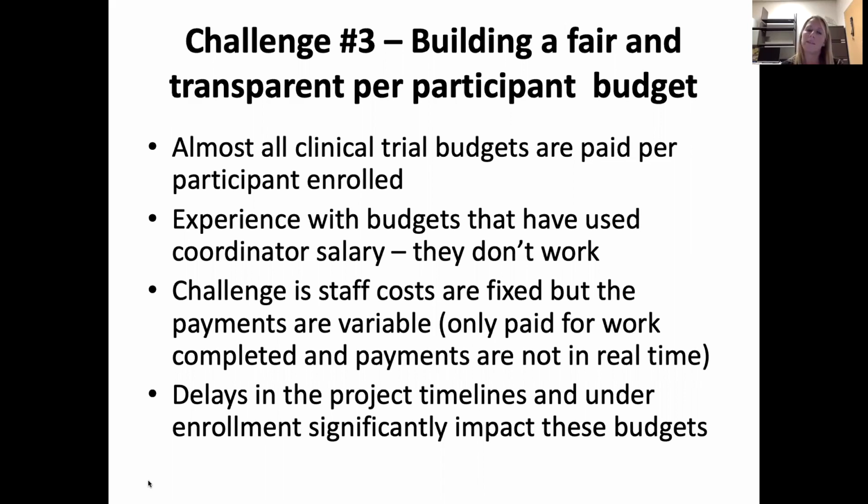And then I think the biggest challenge, though, when you talk about a per patient budget is that you have staff costs, which are fixed, and then you have payments that are variable. So you're paid for the work done and the payments aren't done in real time. So if you're a new site, how do you float staff costs to get all the startup procedures done? And if you have a high screen fail rate and you have someone working full time, what does that mean for your site? So I think this is one of the biggest challenges with per patient budgets, and we can talk about that as the presentation goes on. And then the delays in project timelines, as we've talked about in the last couple of slides, also have big impact on these budgets.